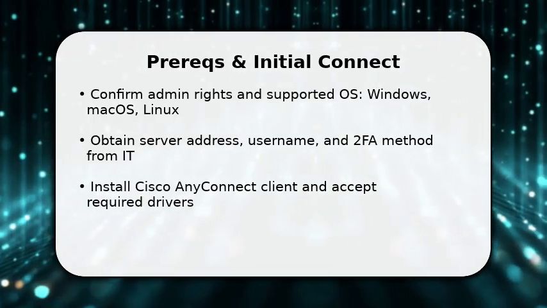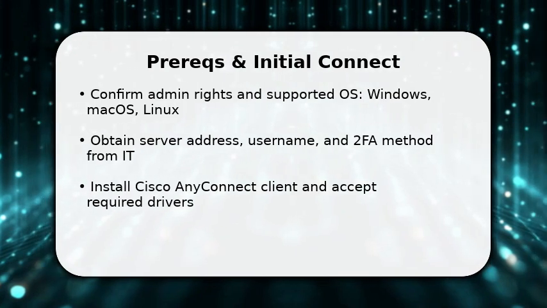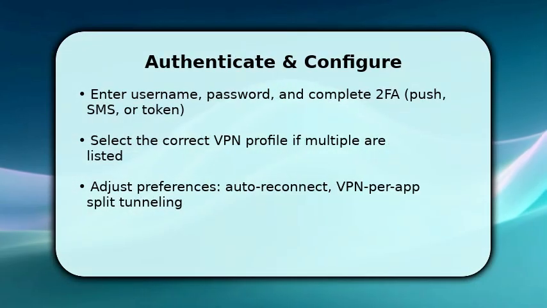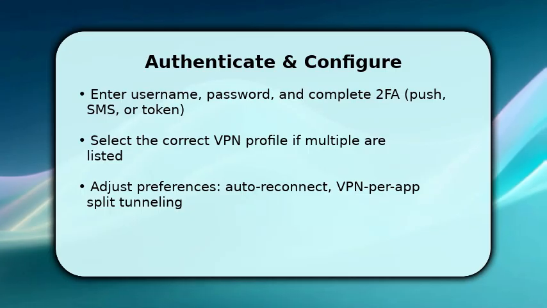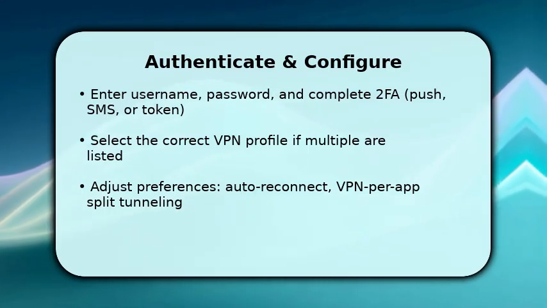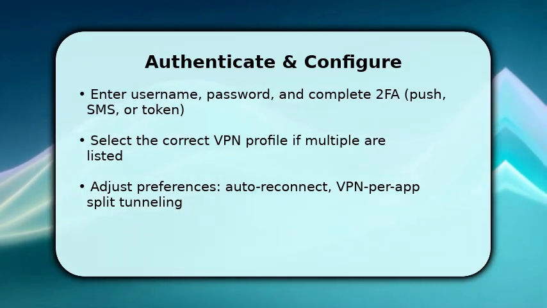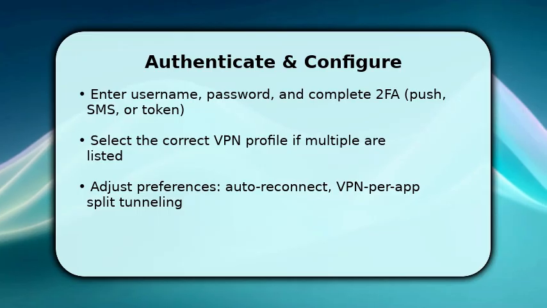Now open AnyConnect and paste the server address into the connection field. You will be prompted to authenticate. Type your username and password, then complete the 2FA challenge to prove identity. Once connected, confirm you're on the right VPN profile because profiles control routes and access.